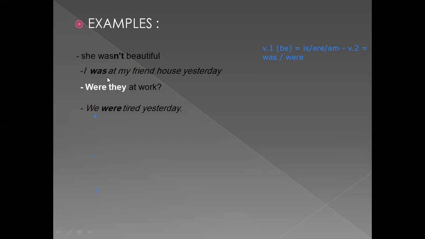The second one is, I was at my friend's house yesterday. So here I used was because of the subject, which is I, okay, and it's a singular subject. Then look at the question. Were they at work? Why did I put the were here, grade 7? I put were here because of the subject that I am asking about. Who is the subject I am asking about? I am asking about they, and they is a plural subject which I should use with the verb were.